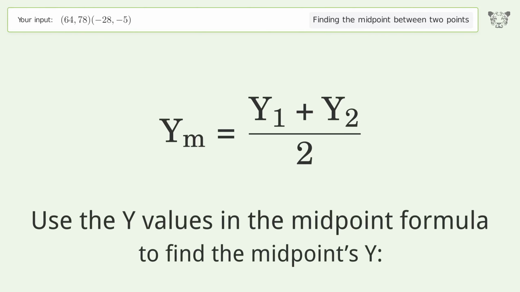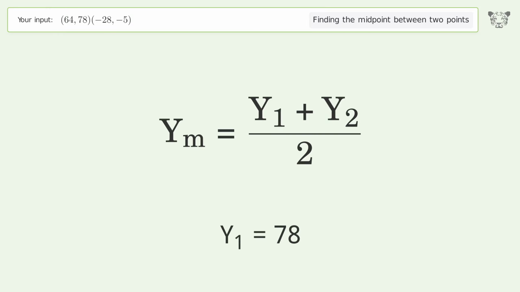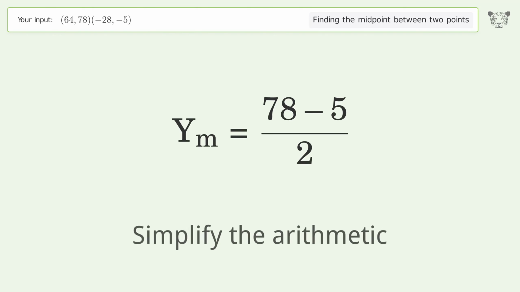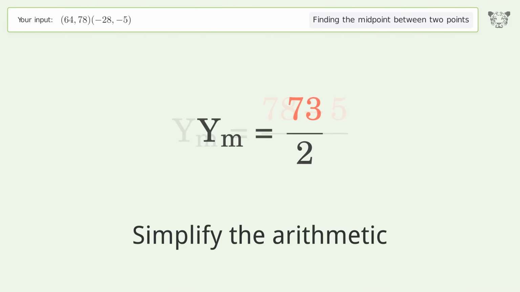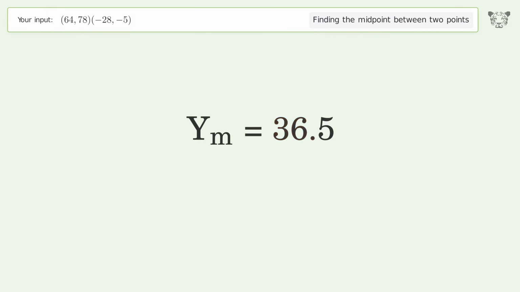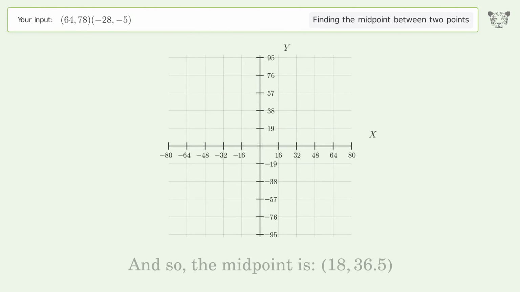Use the y values in the midpoint formula to find the midpoint's y. y1 equals 78. y2 equals negative 5. Simplify the arithmetic. And so, the midpoint is 1836.5.